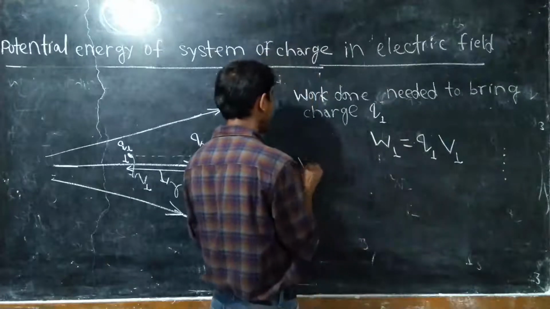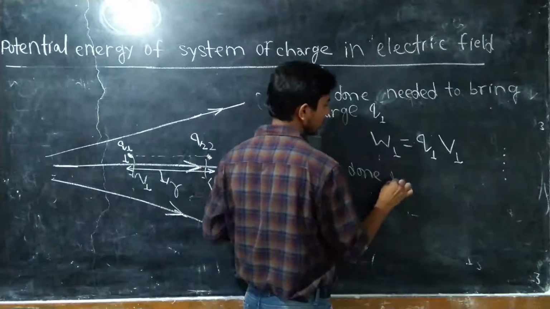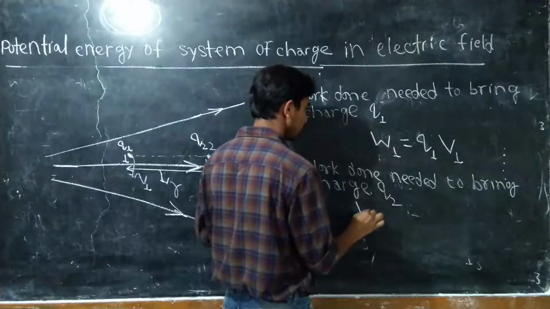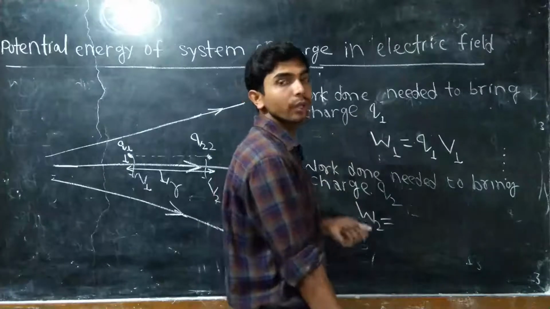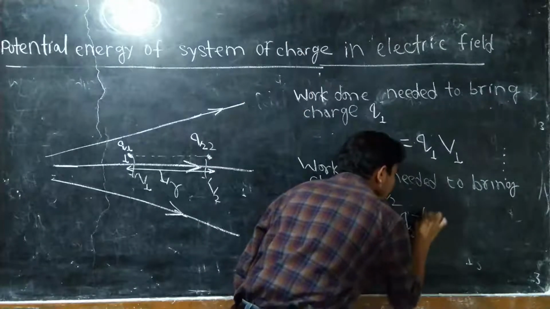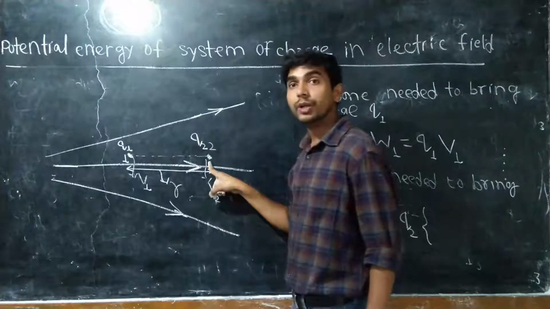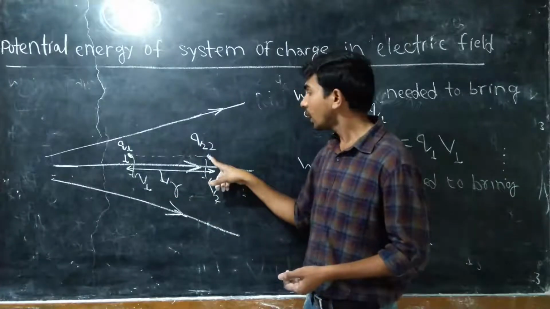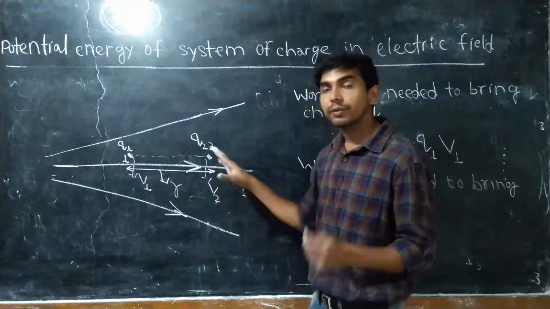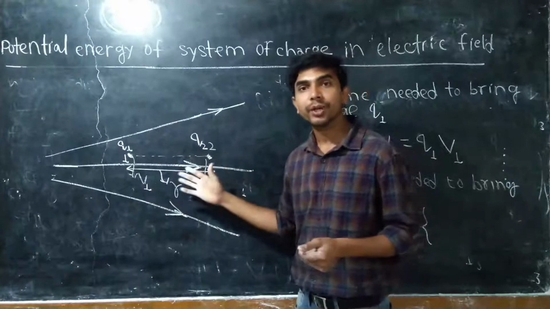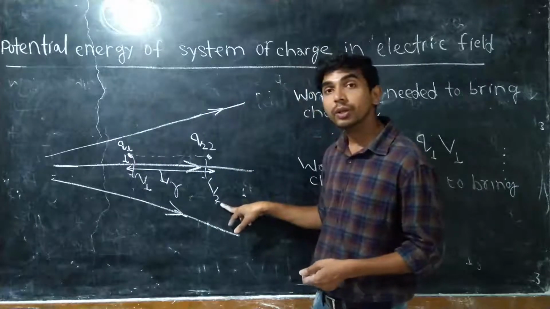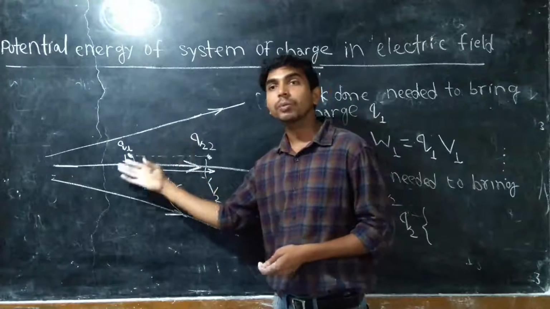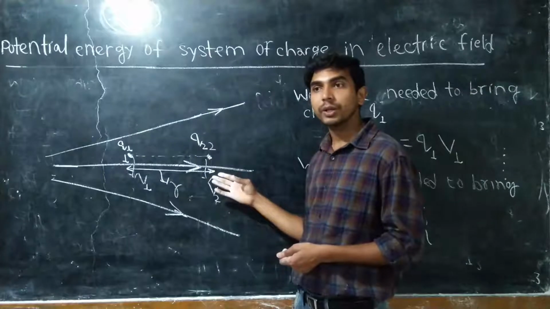Similarly, we can write the work done needed to bring charge Q2 is W2, and this W2 is equal to Q2 into the potential at this point, right? Initially no charge was present, so the potential at this point was V2. Now what happened? This charge came, so this charge will also create potential at this point, right?